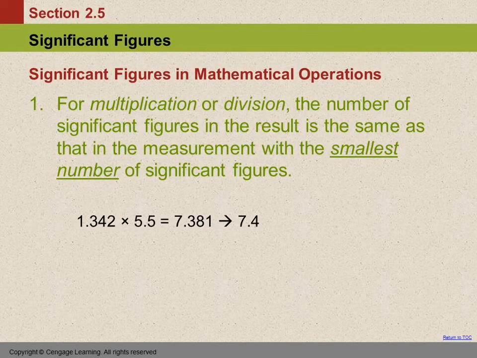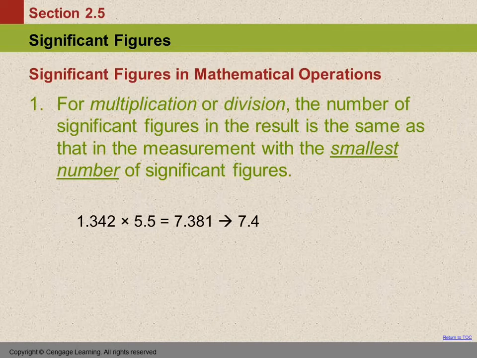So there are 2 classes of mathematical operations that we're going to talk about. Multiplication and division are related to each other. They are opposites, and so they have one rule for dealing with sig figs. And then adding and subtracting are a different animal, and those have a separate rule. We'll talk about multiplication and division first because it tends to be the easier. So in words, for multiplication or division, the number of sig figs in the answer is the same as the measurement with the smallest number of significant figures.